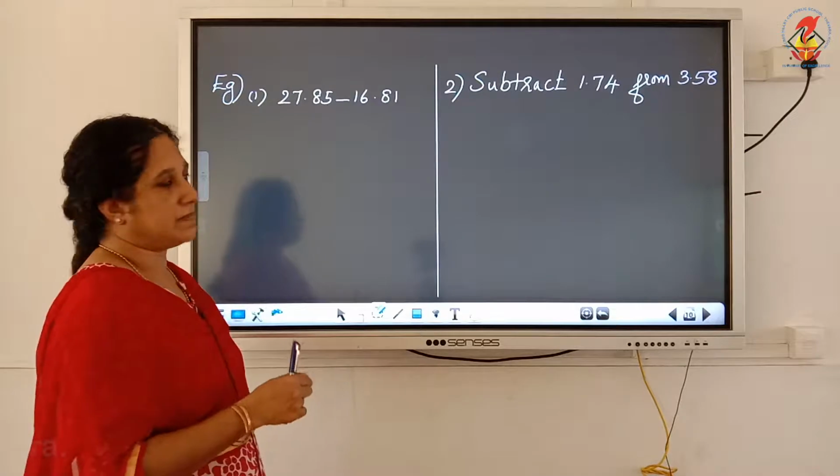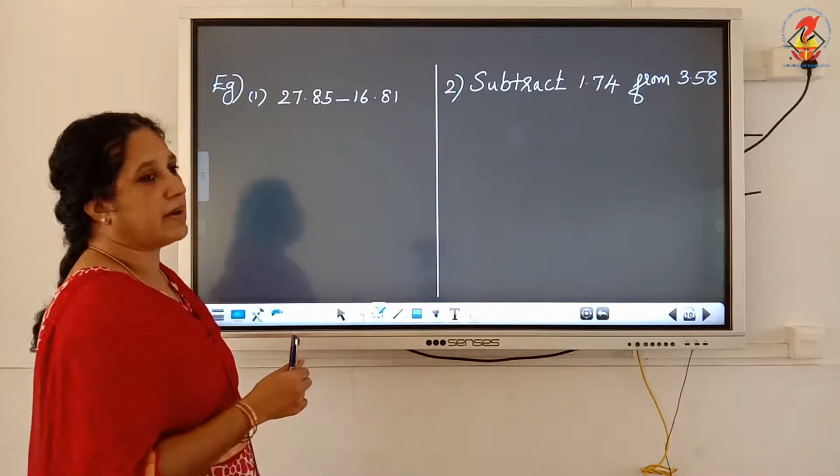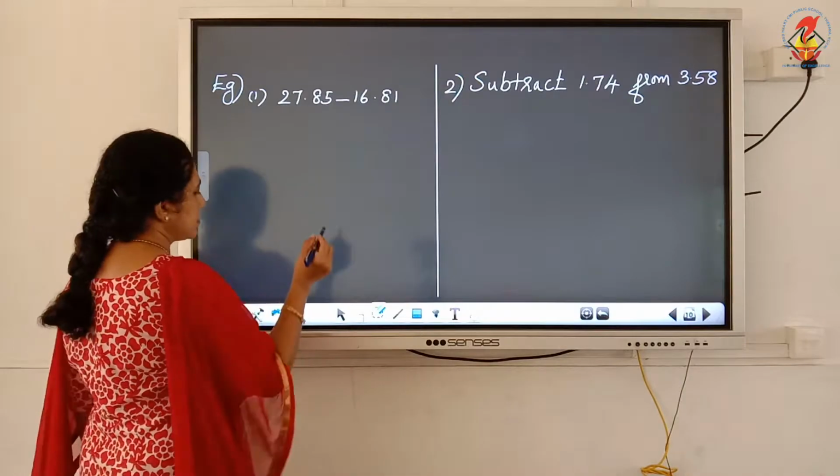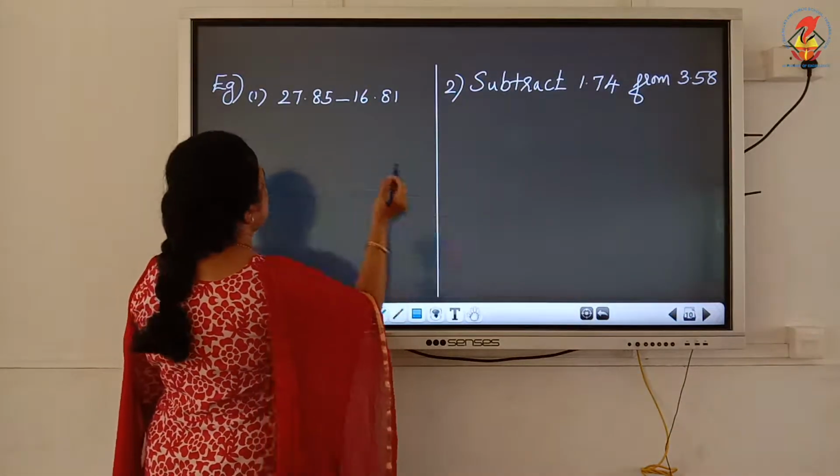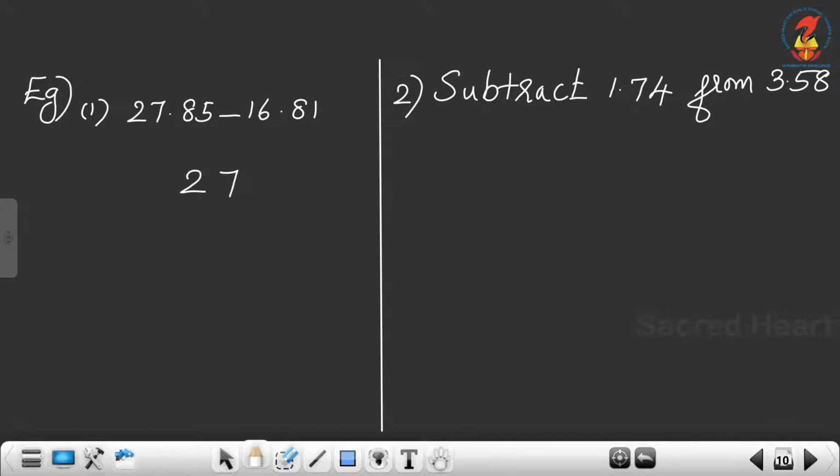Now, example. 27.85 minus 16.81. So first you have to write 27.85. Write down the first decimal number. Then under the first decimal number, write down the second decimal number, so that the decimal point of the second one lies directly below the decimal point of the first one. So 16.81. 16 is in the whole number part, then put the decimal point, then 81. Now look at that, the decimal point of the second decimal number lies directly below the decimal point of the first one.